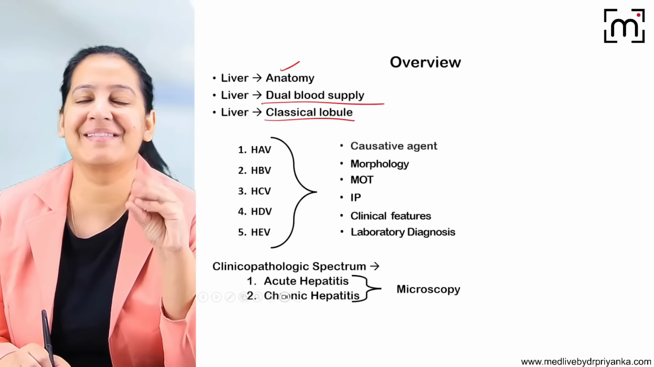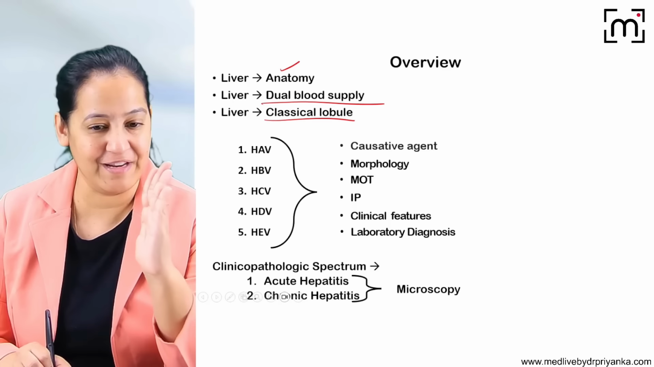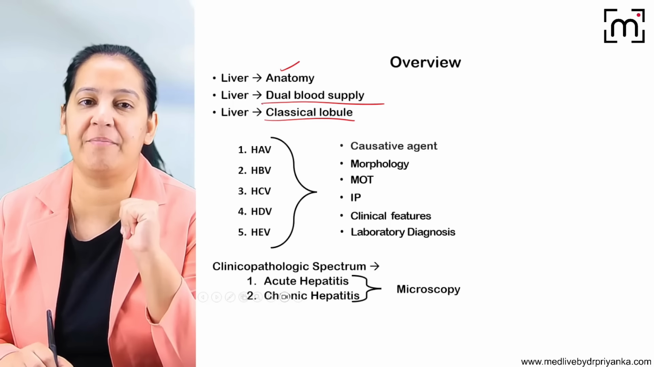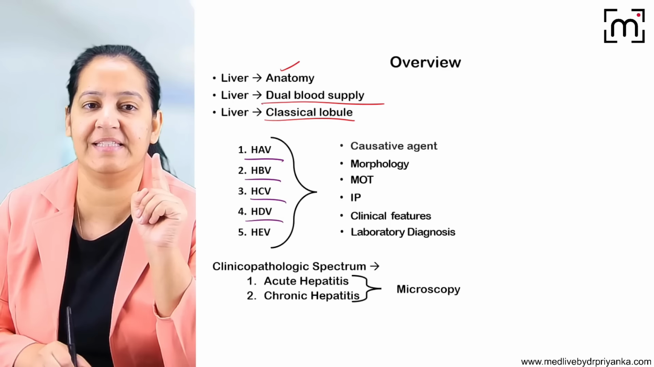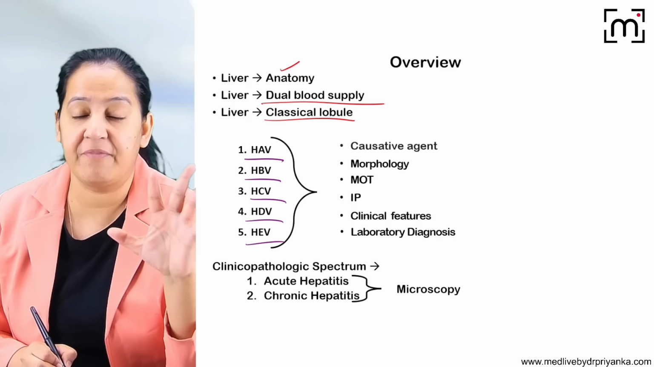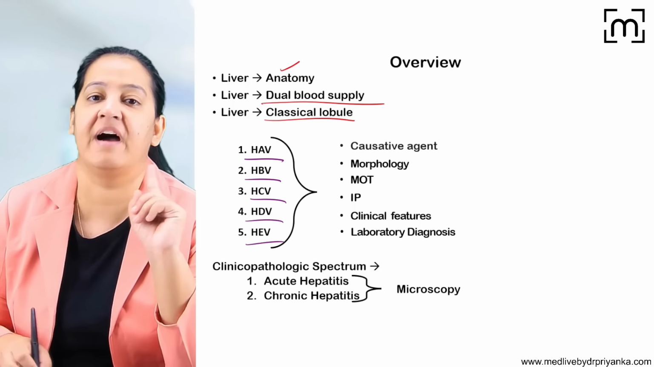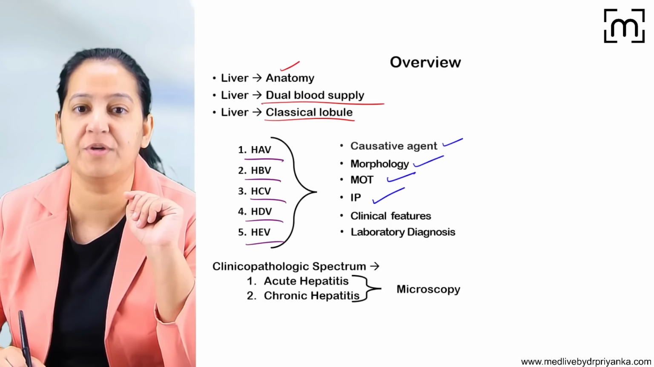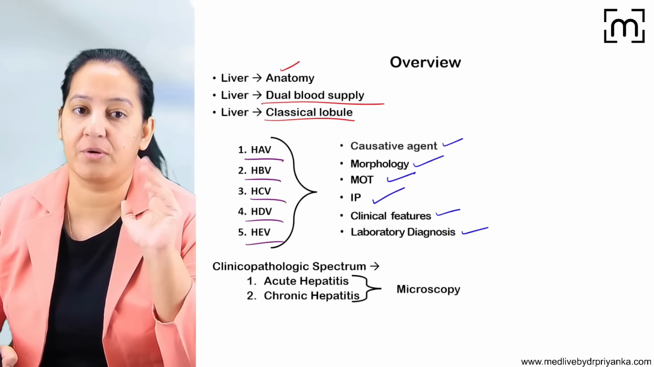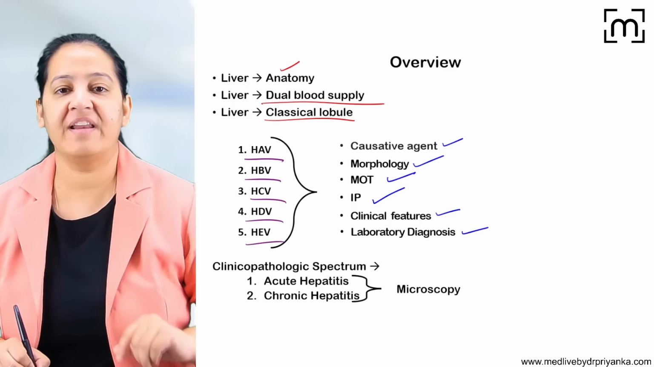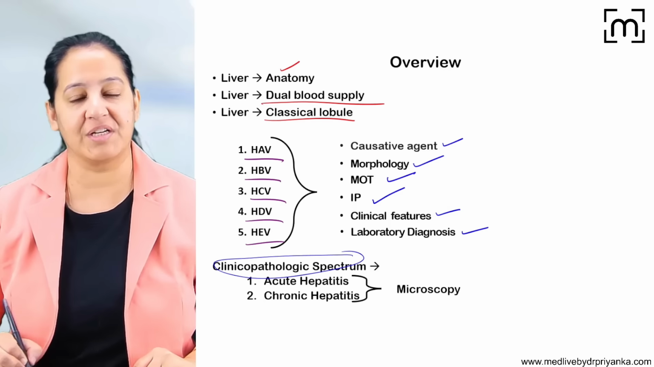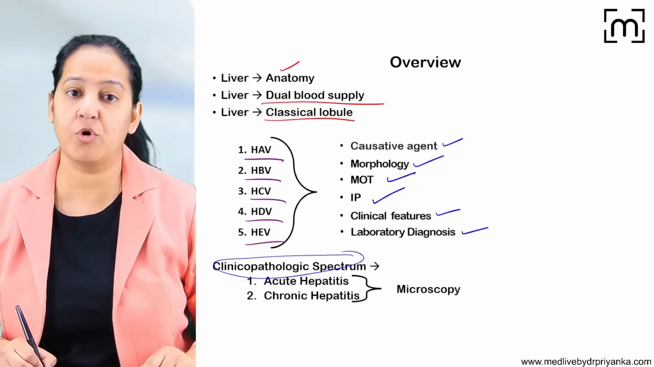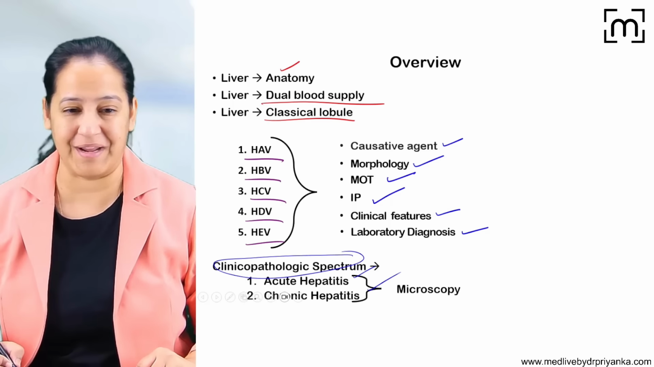In our topic, I will be discussing 5 types of hepatitis. First of all, I will give you a comparative table between the 5 types of hepatitis, hepatitis A, B, C, D, E. We will discuss the 5 types of hepatitis under a fixed set of headings. I will let you know the causative agent for each of them, the morphology of the virus, mode of transmission, incubation period, clinical features and lab diagnosis for each of them. And finally, we will see the clinico-pathological spectrum. I will let you know the microscopy of acute hepatitis and microscopy of chronic hepatitis.